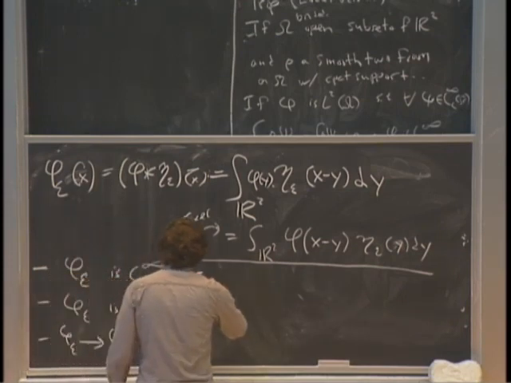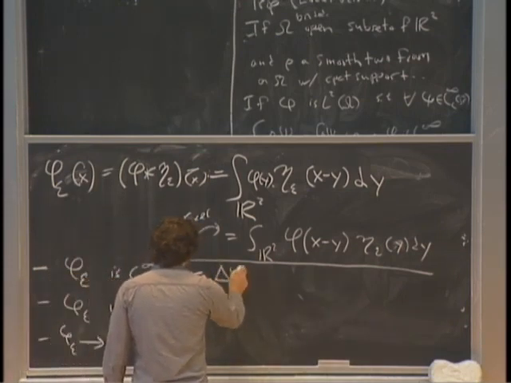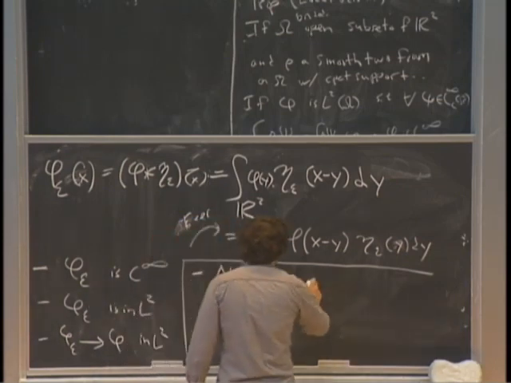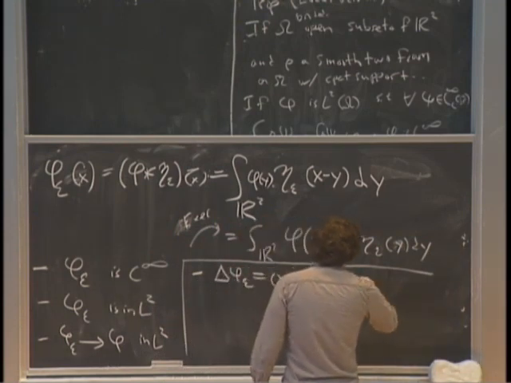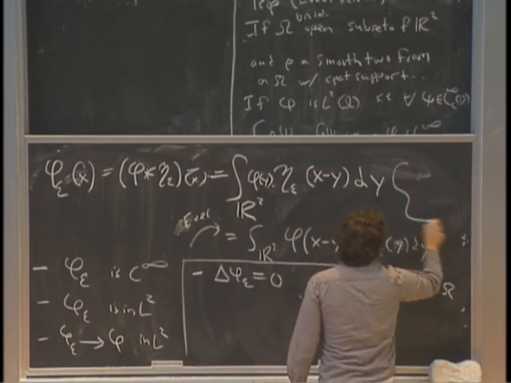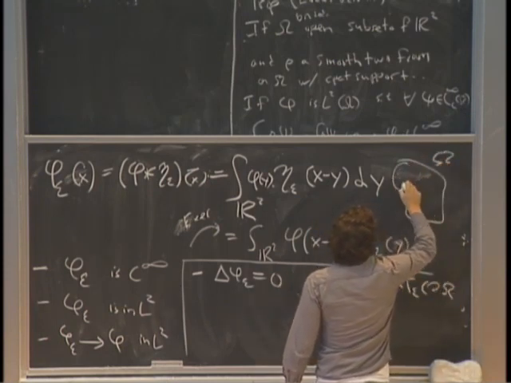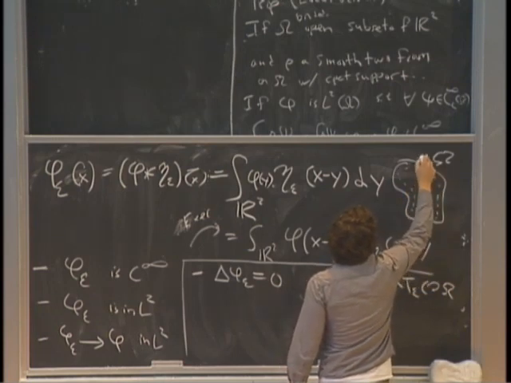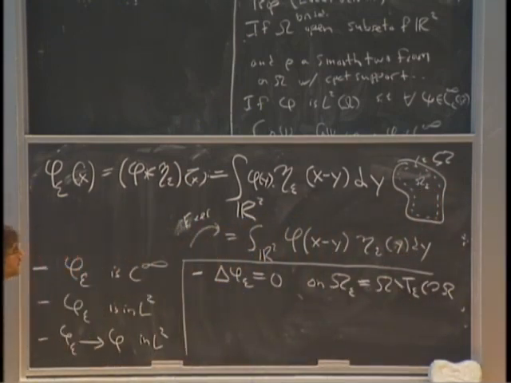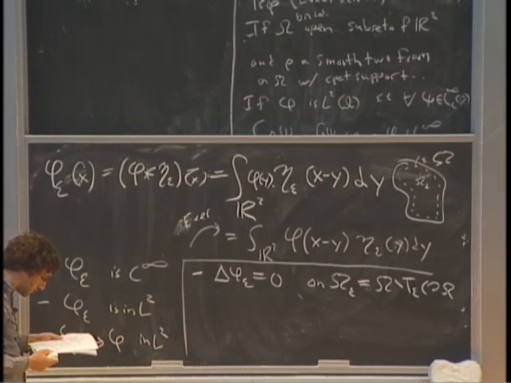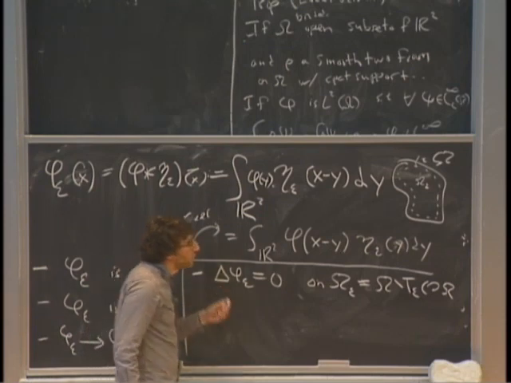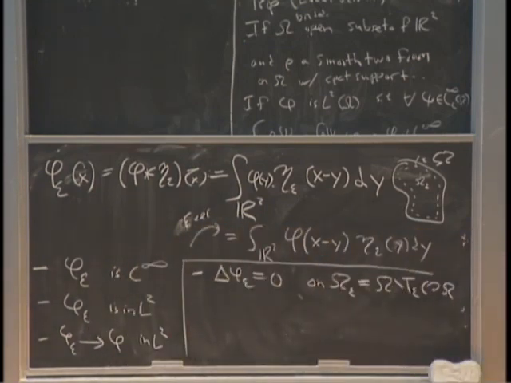So again, another property you should check is that the Laplacian of phi epsilon is equal to 0. This holds strongly, because it's smooth, on omega minus the tubular neighborhood of the boundary of omega. Right? So you have omega, and you delete an epsilon neighborhood, and then you have omega epsilon. And inside of omega epsilon, you have a smooth function. So again, this is something you should check. Okay, so now this is a smooth harmonic function. So in particular, it has the mean value property.